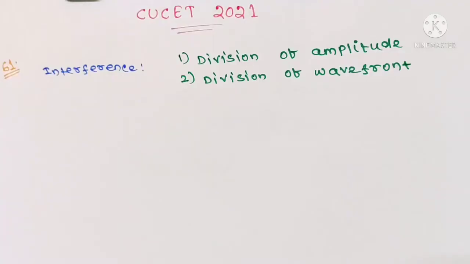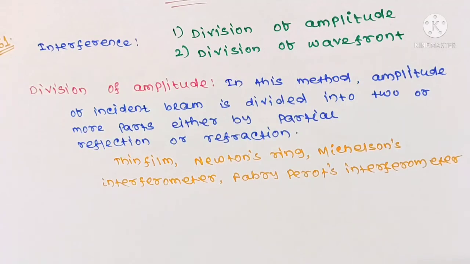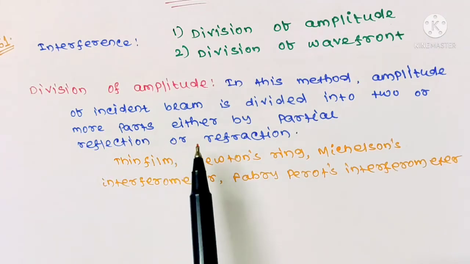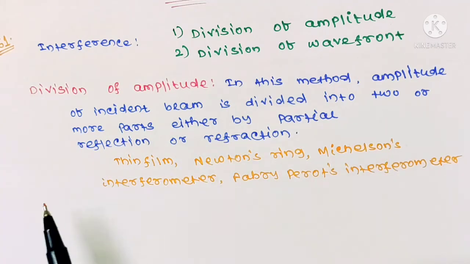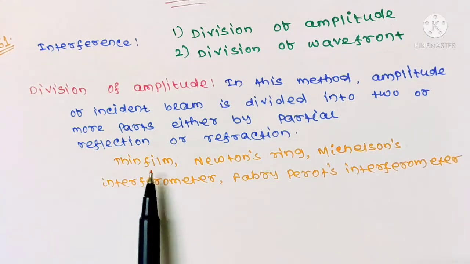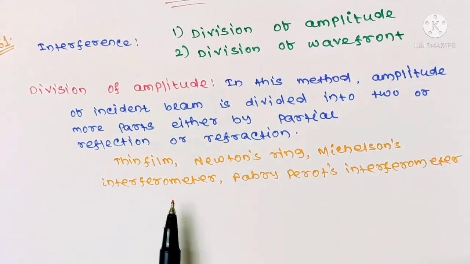We know the phenomenon of interference may be grouped into two categories: division of amplitude and division of wavefront. Division of amplitude. In this method, the amplitude of the incident beam is divided into two or more parts either by partial reflection or refraction. The interference in thin film, Newton's ring, Michelson interferometer, Fabry-Perot interferometer come under this category.